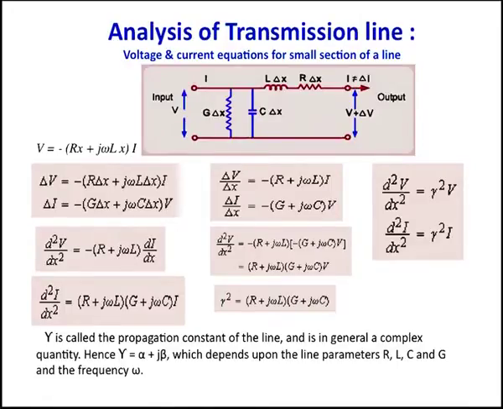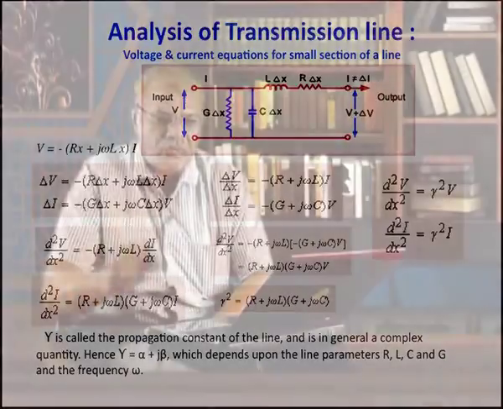This gamma, or the propagation constant, we can see from the expression is a complex quantity, and we can write gamma equal to alpha plus j beta. The values of alpha and beta depend upon the RLGC parameters as well as the operating frequency. The second order differential equation always represents a propagating signal. Here the signal is an electromagnetic signal, or voltage or current, that will oscillate along the transmission line.